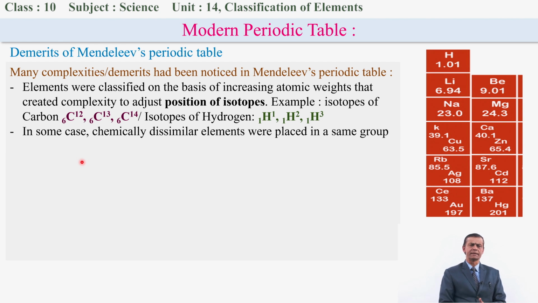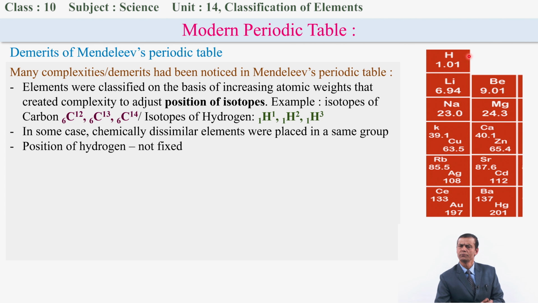And in some cases chemically similar elements were placed in the same group, isn't it? Here is a table, look at here: hydrogen, lithium, sodium. With the sodium, here is copper also, silver also, gold also. Copper, silver and gold, and lithium, sodium, potassium. Do their characters have similarity? No, they are different characteristics. Lithium, sodium, potassium are highly reactive, soft metals, but copper, silver, gold are less reactive metals, but these are placed in the same group. This is a defect in Mendeleev's periodic table.